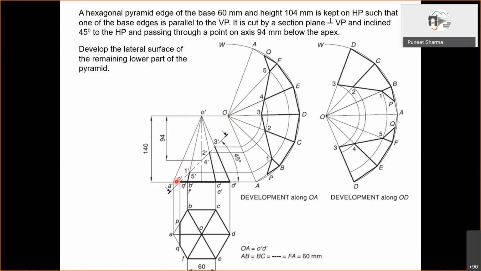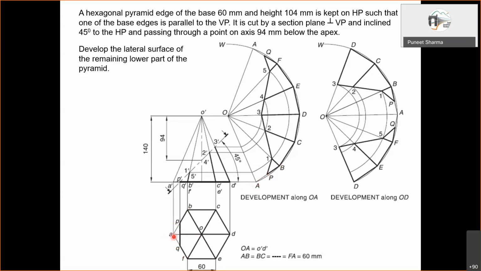Now these 2 points are on the base edge. Now the true length of the base edge is available here, right? AB is containing P and AF is containing Q. So these distances will have to be measured from the base only. So AB, the edge is marked over here, right?